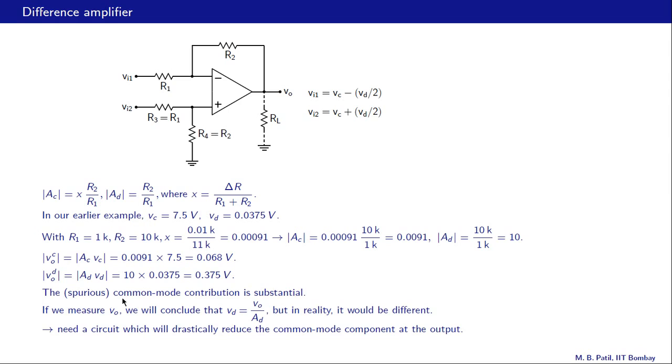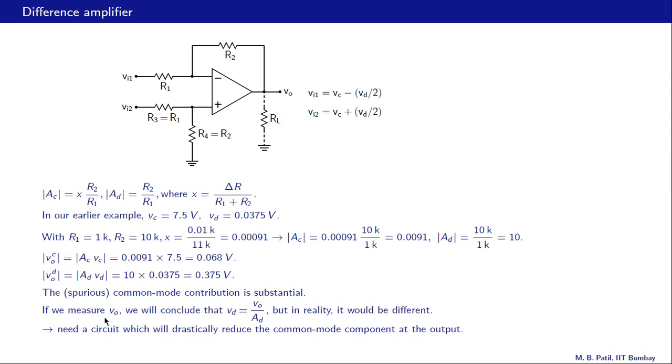So we see that this spurious common mode contribution is substantial. So this is like 0.07, something like 1/5 of the differential mode output voltage. So it can give rise to errors.